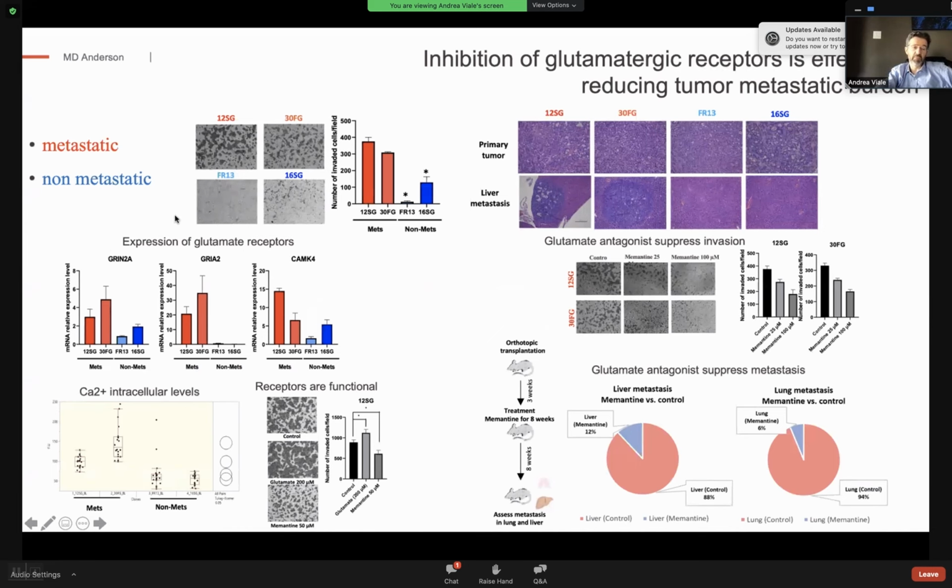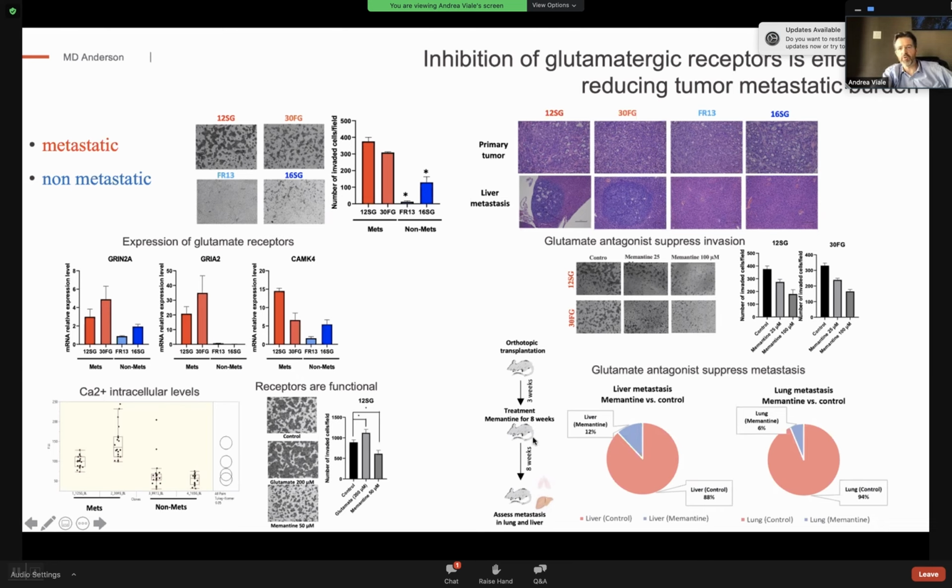So meaning that probably these receptors were functional, and indeed these cells respond to glutamate. Exposure to glutamate increased their invasion in vitro, and they used an inhibitor, memantine, which is used in the clinic to treat symptoms related to Alzheimer's, and it was able to decrease the infiltration and invasion of these cells.